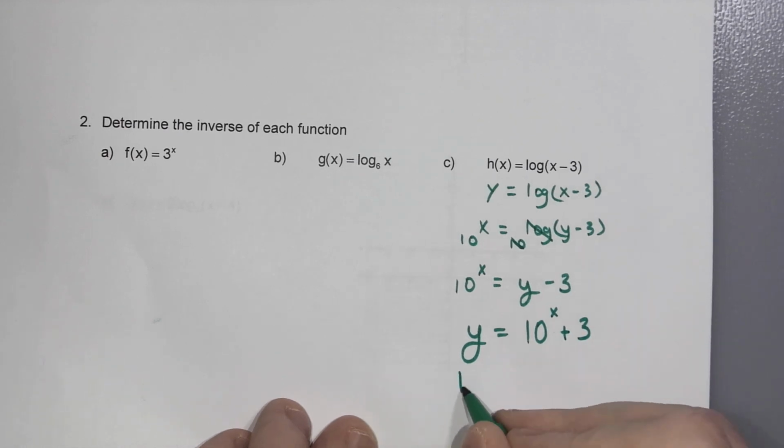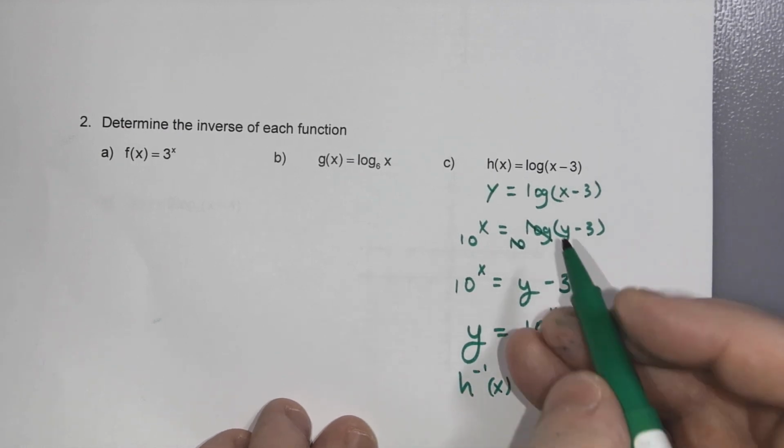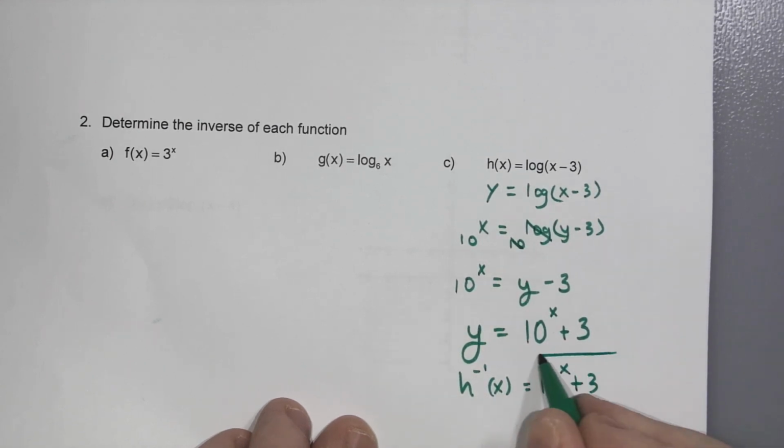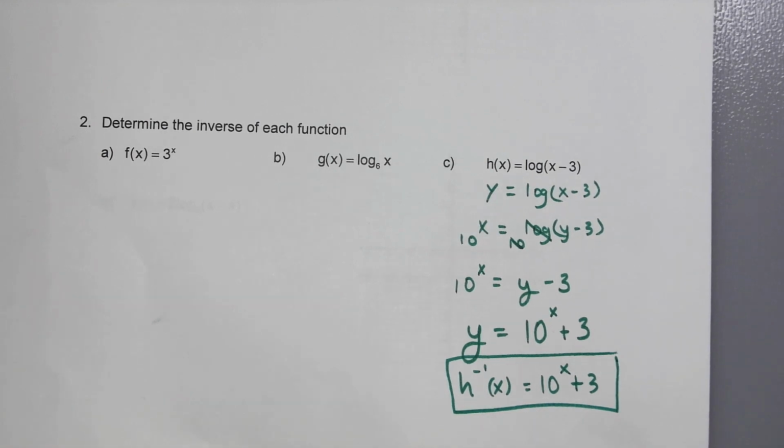And so my final answer to make sure I get full credit would be h inverse of x, to make sure we know they're married. H inverse of x equals 10 to the x plus 3.